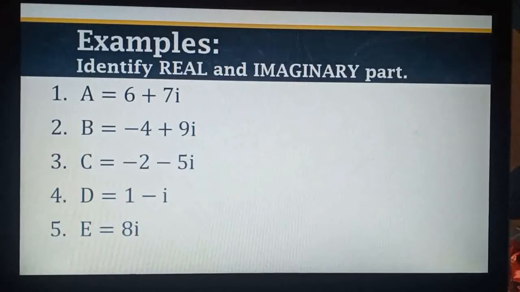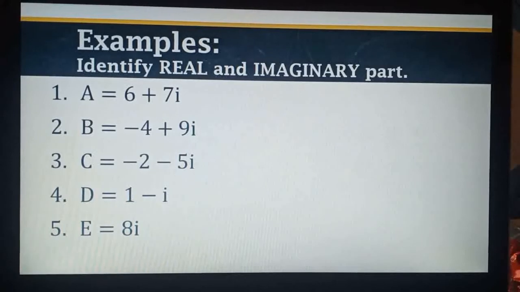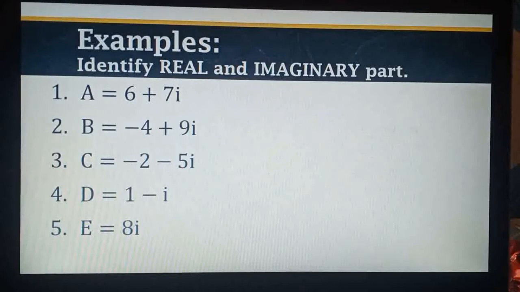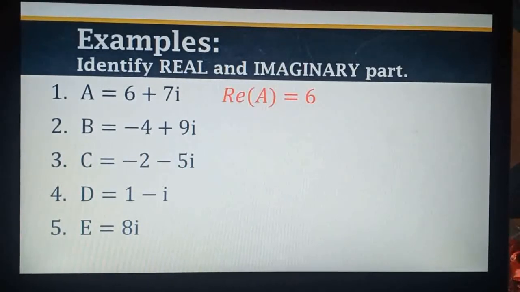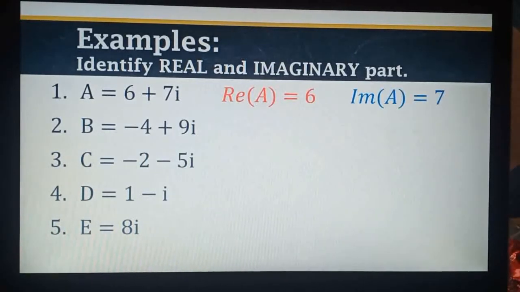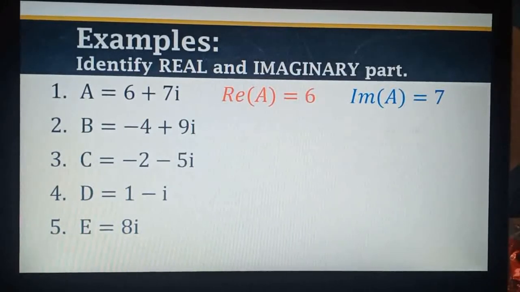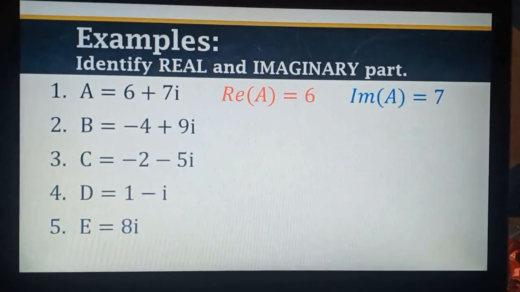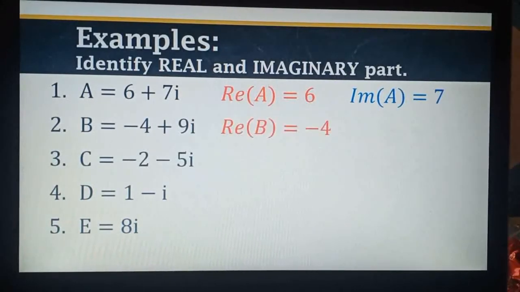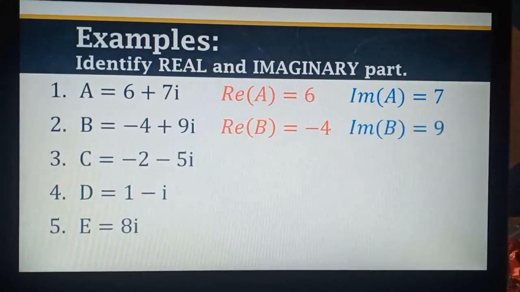Now, for example, you have to identify the real and the imaginary part of every complex number given. Let's say you have complex number A, which is 6 plus 7i. The real part of complex A is 6, and the imaginary part is 7. Now, number 2, complex B, -4 plus 9i. The real part is -4, and the imaginary part is 9.